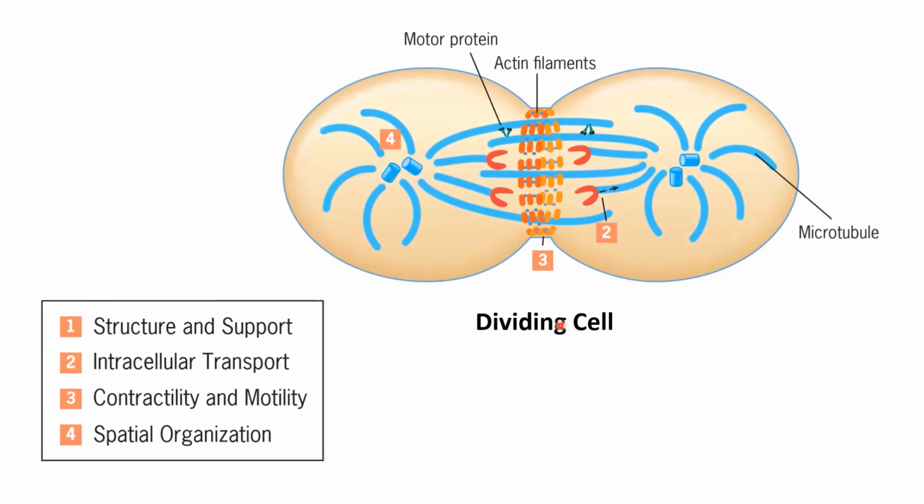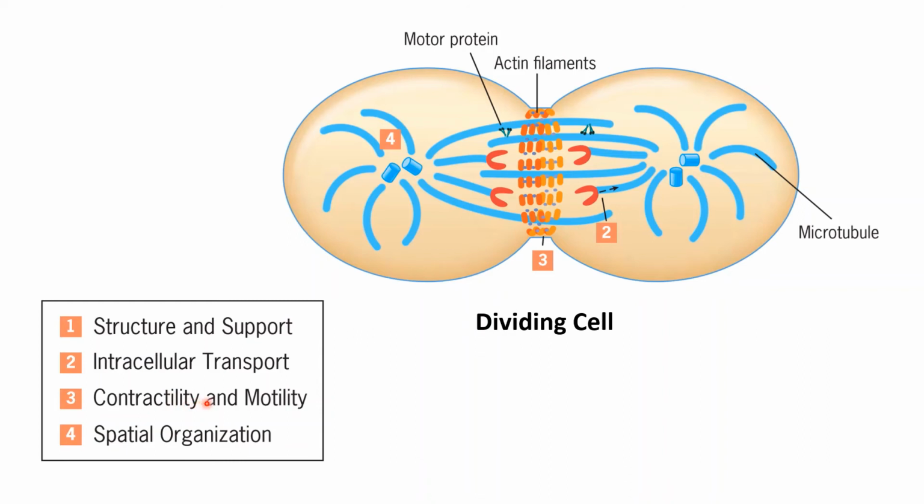Then here in a dividing cell, number 2 is intracellular transport. Transport needs to happen here as these microtubules grow. Okay, so these microtubules serve as the tubules that attach to the chromosomes when sister chromatids are supposed to be pulled away from each other during anaphase.